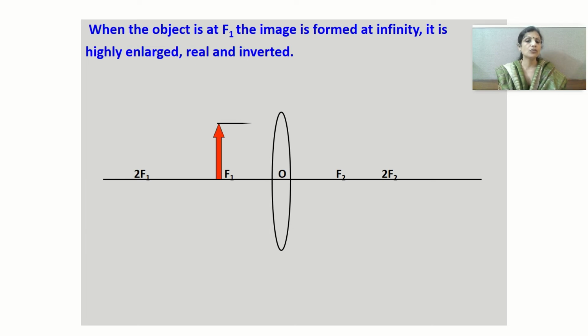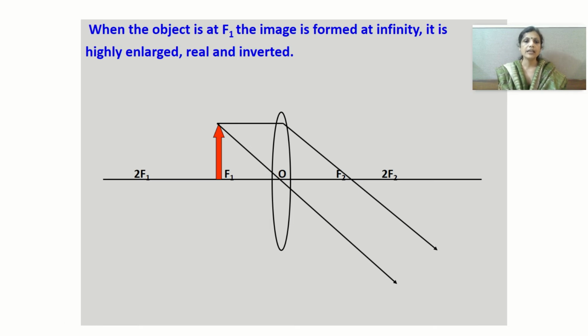So the first ray, the ray of light parallel to the principal axis, after refraction passes through focus f2. The second ray passes through optical center and goes undeviated. If you observe both the refracted rays, they are parallel to each other. They do not meet at any point, so the image is formed at infinity. It is a highly enlarged image, real and inverted.